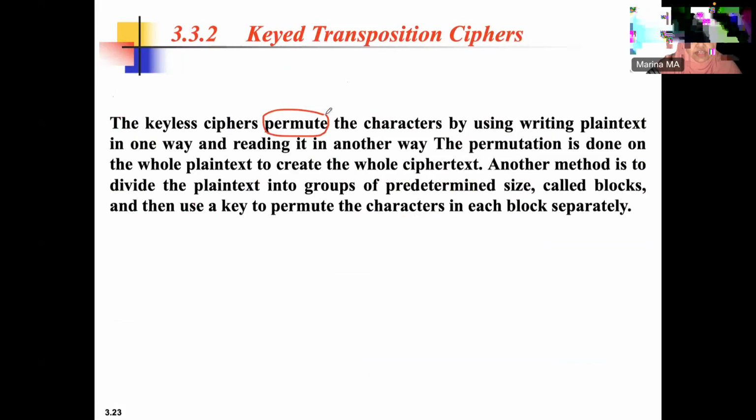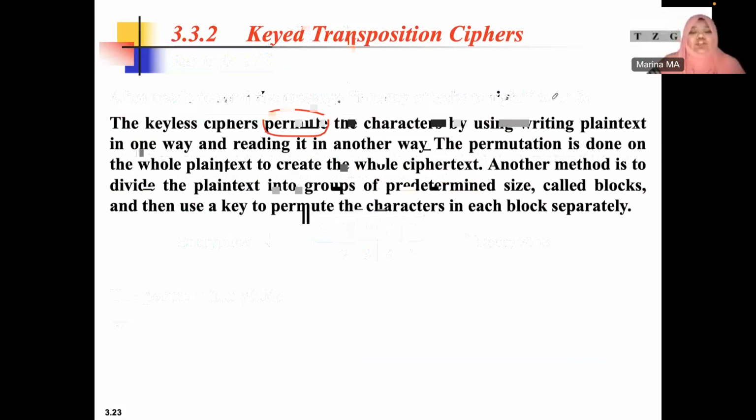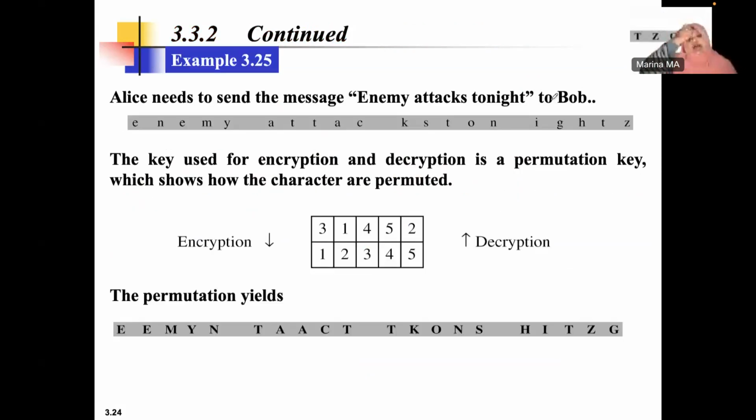Rearrange another. So in the keyless, there's another way. Alice needs to send the message, enemy attacks tonight, to Bob. So we have Alice the sender, Bob the receiver. So the key in transposition cipher is this key. Keyless, there's no key. Try two rows, one up and down, up and down. No key. But in key transposition, there's a key. So the key is the number.